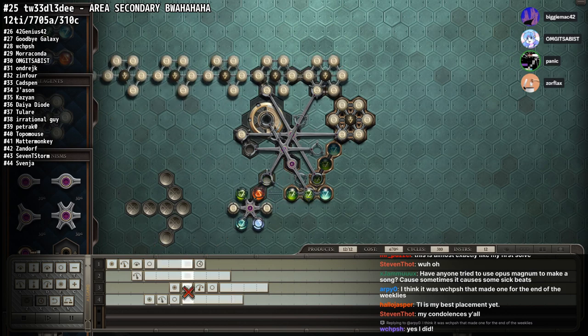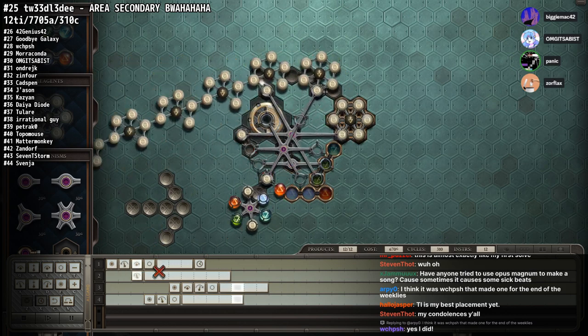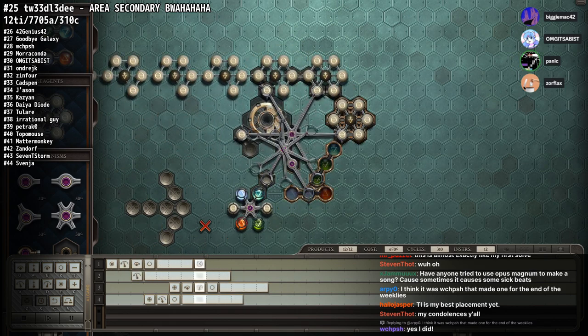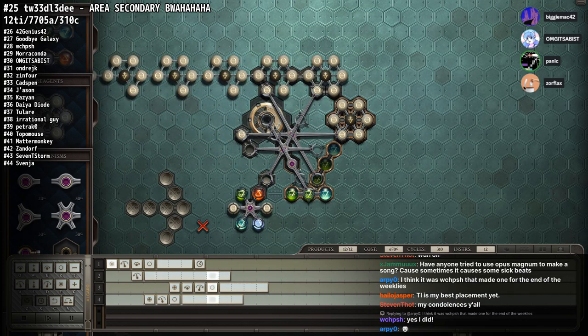But yeah, this one has 3 arms, but 2 of the arms do a pivot as well as a swing, which comes out to 12 TI. So let's see where we can go at 12. Next one.